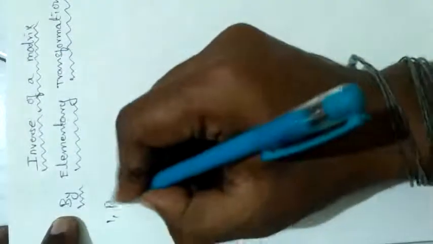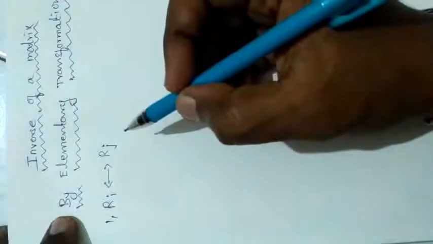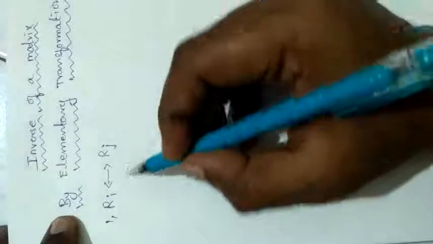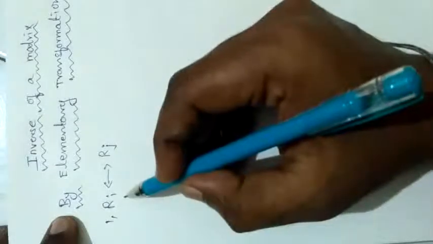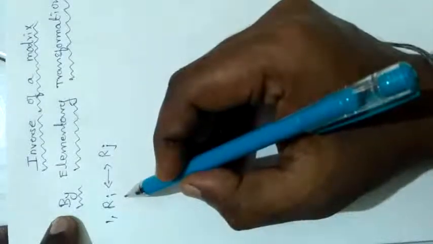The first elementary transformation is row i and row j. Row i and row j you can interchange. There are 6 elementary transformations, right? Later on you will be able to understand what is meant by elementary transformation. It's like a formula. Okay, it's an operation that we can apply on matrices.